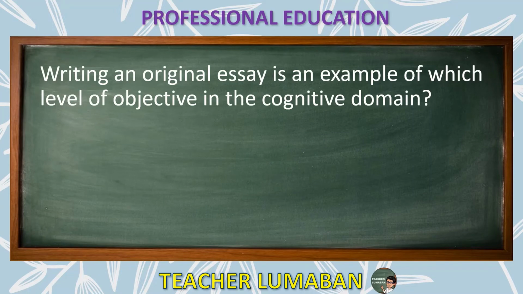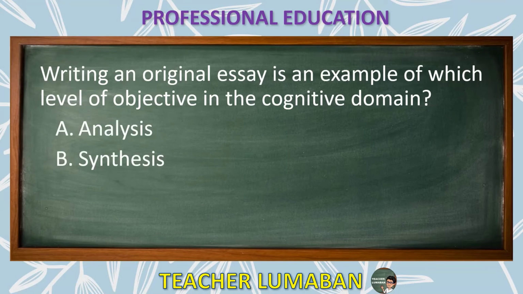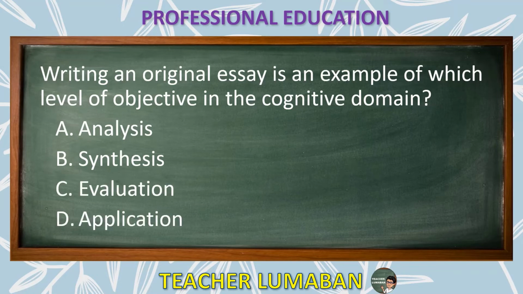Writing an original essay is an example of which level of objective in the cognitive domain? Letter A, analysis. Letter B, synthesis. Letter C, evaluation. Letter D, application. Choose the suitable answer based on the given choices in 5 seconds. 5, 4, 3, 2, 1. The correct answer is letter D, application. Writing an original essay is an example of the application level of objective in the cognitive domain.